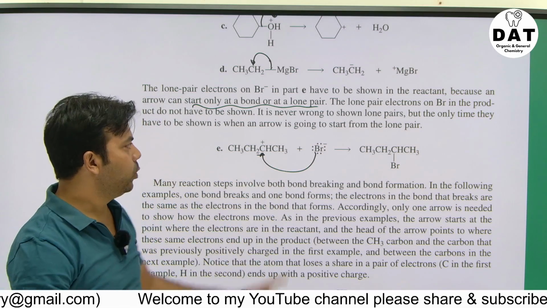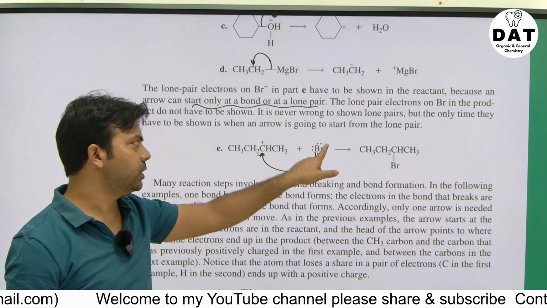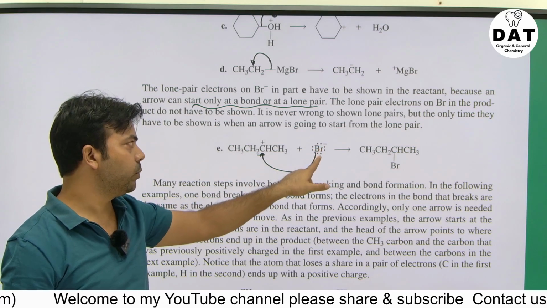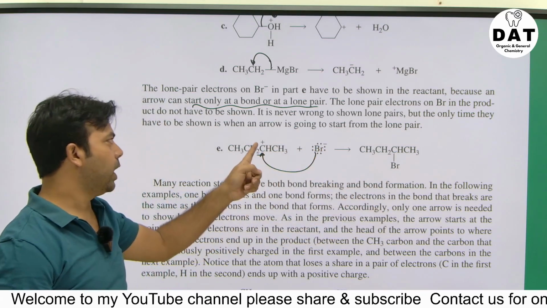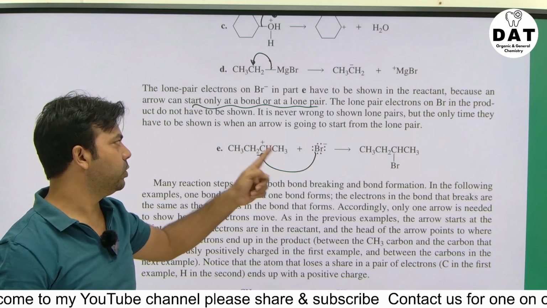And the net charge on the bromine is 0, because this is negative. The same atom has a positive, so positive and negative cancel out. This carbon is positive, head is negative, so positive and negative cancel out.